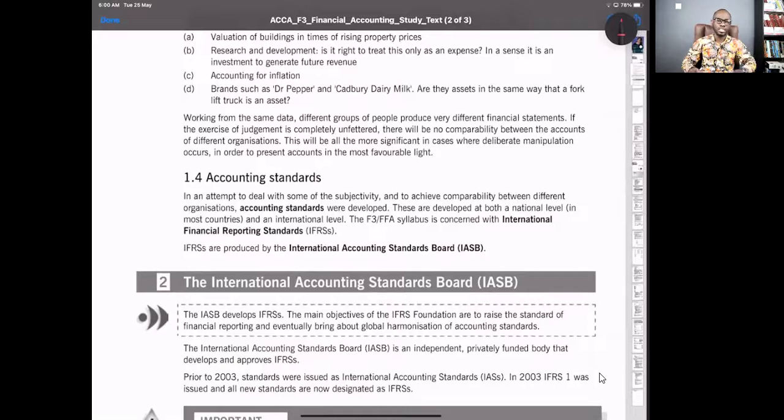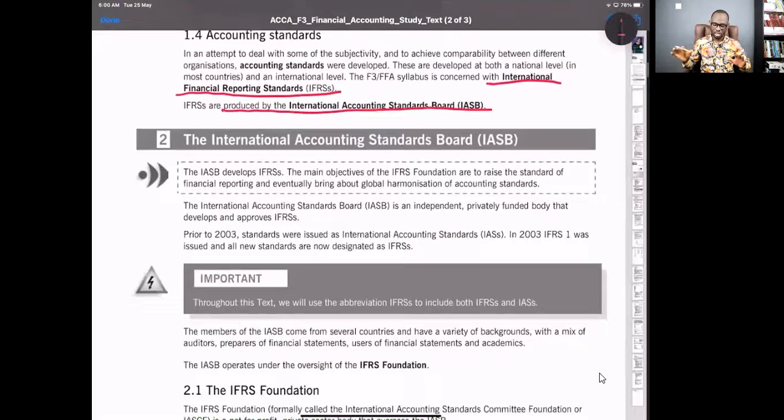It's not going to be as deep as we're going to be discussing in level two, financial reporting, and in level three, strategic business reporting, or corporate reporting for CA students. So international financial reporting standards are something that we're going to be using, the IFRSs and the IASs. Now, these are developed by the International Accounting Standard Board. But let me give you an idea of what we have.